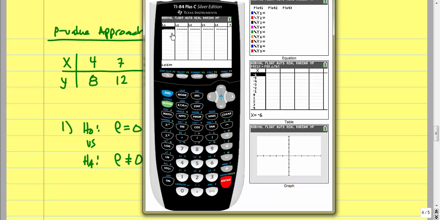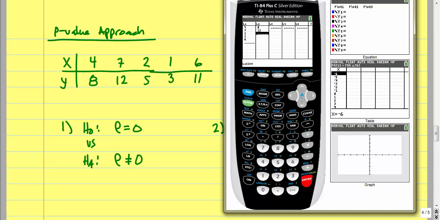So for my x values, I had 4, 7, 2, 1, 6. Now we want the corresponding values, with 4 being 8. So we have to put these in the same order. So 8, 12, 5, 3, 11.